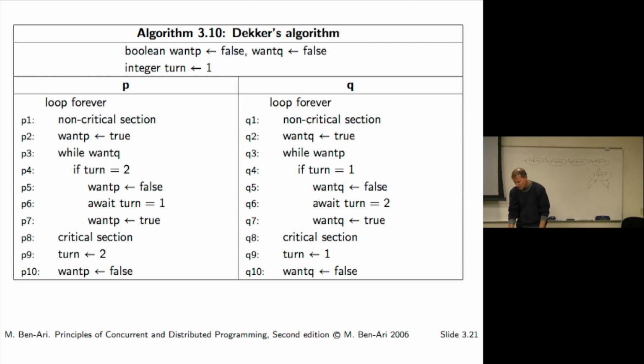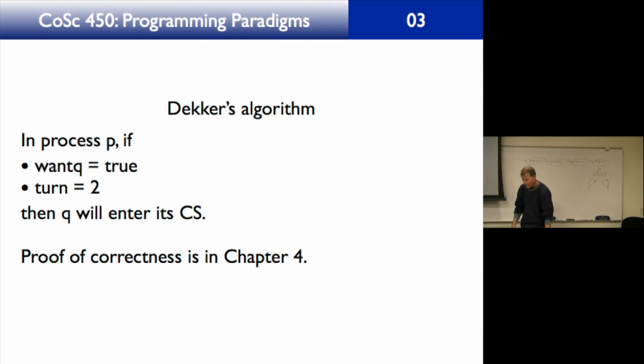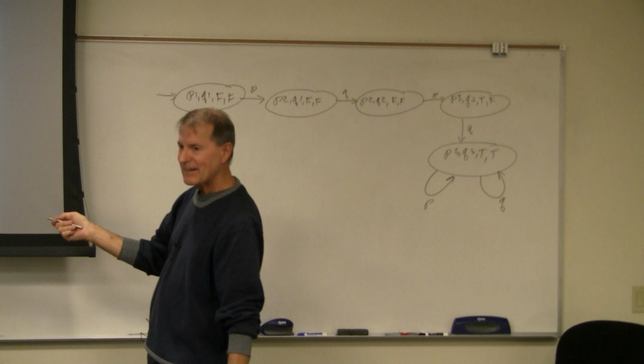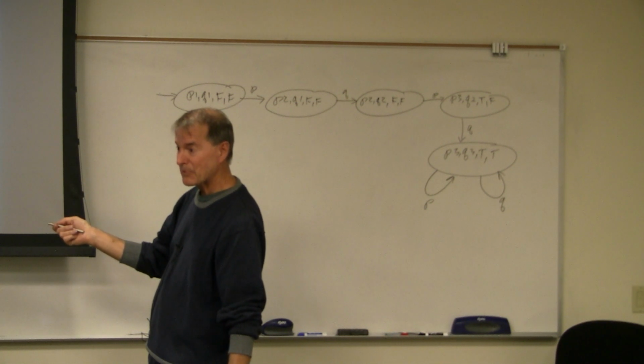So there you have it, sports fans. That is the famous Dekker's algorithm. And here is the idea. In process P, if want Q equals true and turn equals 2, then Q will enter its critical section. The proof of correctness of this is in the next chapter. We're going to prove the correctness of Dekker's algorithm in the next chapter.